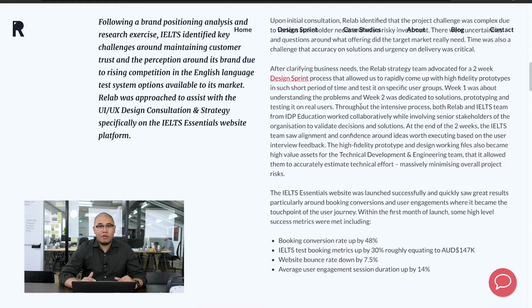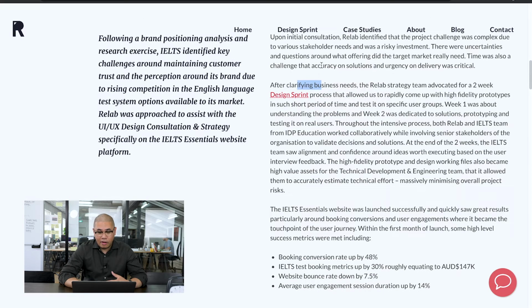So up to that point, what we have done is trying to summarize the problem, being able to identify what the problem is, and then this next paragraph here is the solution that we came up with in summary. So after clarifying business needs, the Relab strategy team advocated for a 2-week design sprint process that allowed us to rapidly come up with high-fidelity prototypes in such a short period of time. So that's essentially the value proposition of the design sprint.